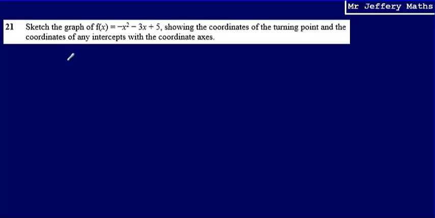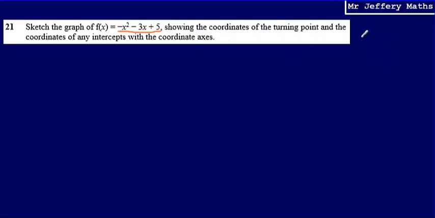This is question 21. Here we're asked to sketch the graph of negative x squared minus 3x plus 5, showing the coordinates of the turning point and the coordinates of any intercepts with the coordinate axes. So the first thing to do here is to recognise what type of graph it is that we need to sketch. And we can look at this equation and we can see that this is a quadratic. And specifically, it is a negative quadratic.